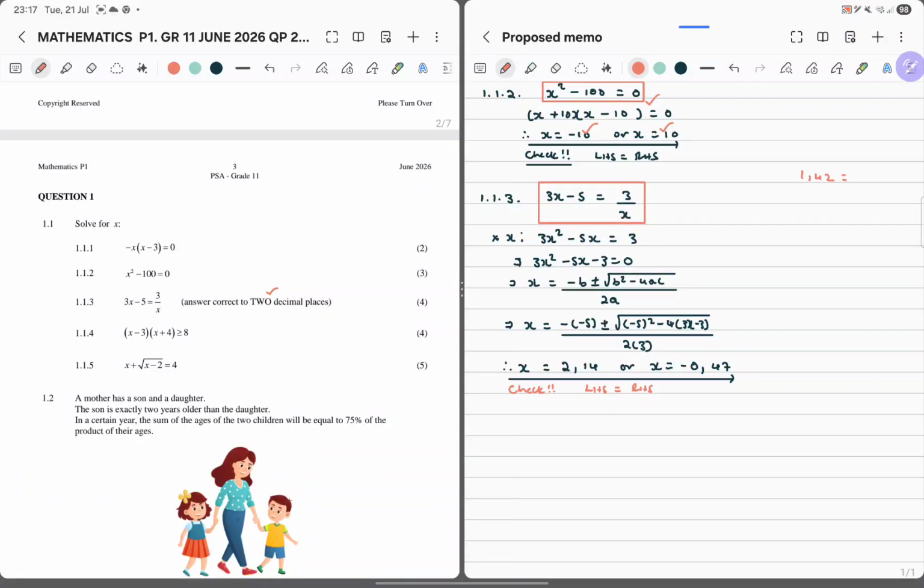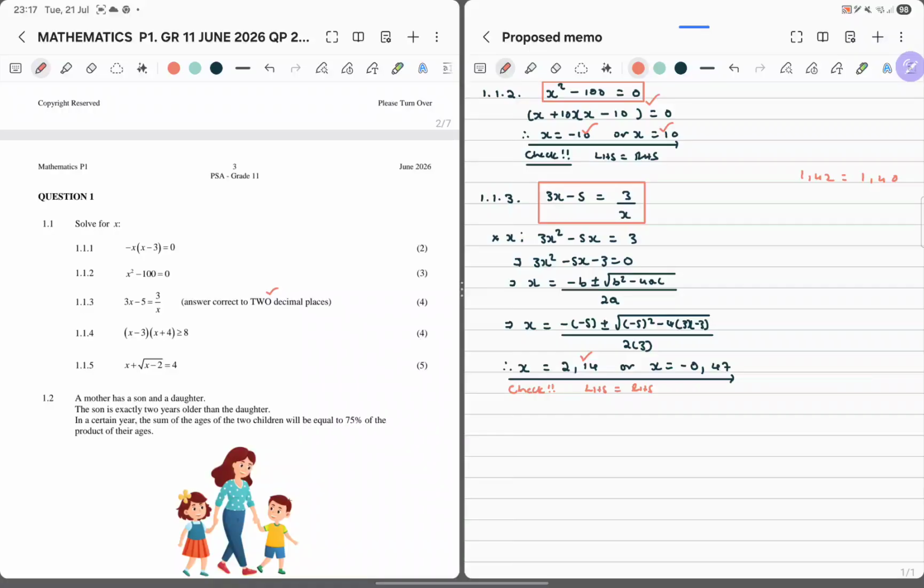Let's check if this is going to be equal to the right hand side. So we've got 3 divided by 2,14, and we get more or less the same answer. This is 1,40, so to speak. I mean, these are not too bad. We needed to round off, so it's more or less okay. So we can accept our solution.